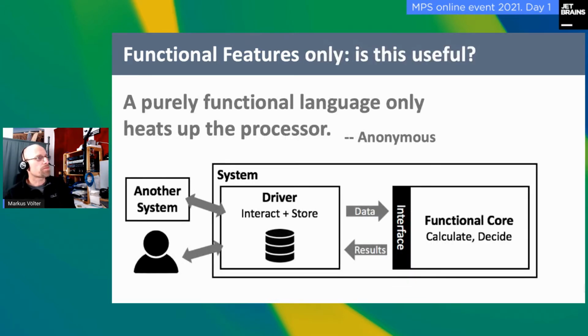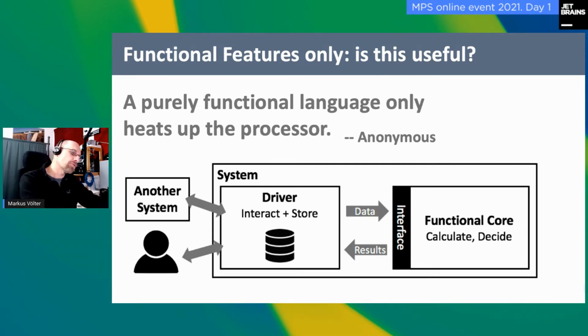There is a funny saying, I think Erik Meijer said that a purely functional language only heats up the processor, because by definition it has no effect. It doesn't do anything. So if you want to write a meaningful program, at some point you cannot be purely functional. And the way we write these languages or these models is that you have a functional core language, which is typically what the domain expert uses to write whatever they want to write.